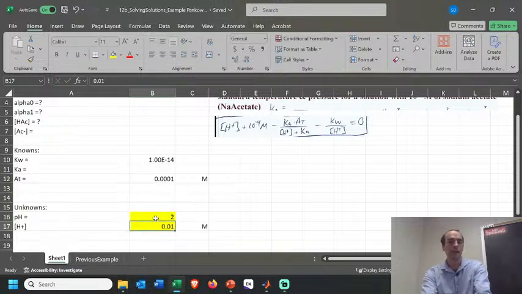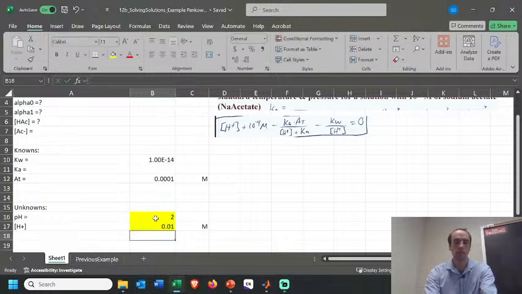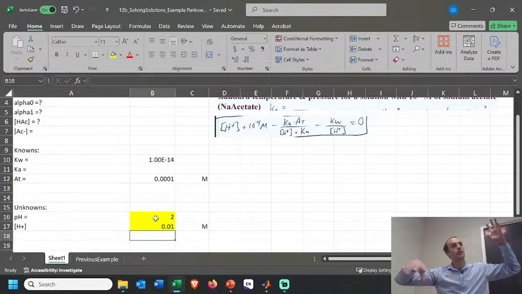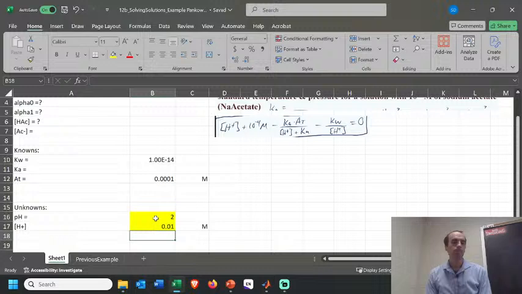I'm just going to set that as arbitrarily 2 and then tell this cell, H plus, to calculate based on 10 to the negative pH. 10 to the minus 2. There we go. So the only thing I did there was reverse it because I realized I was doing the process backwards.